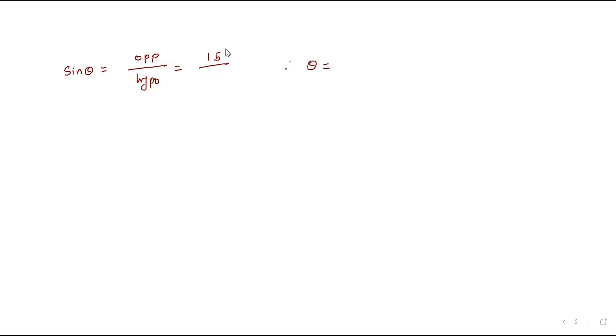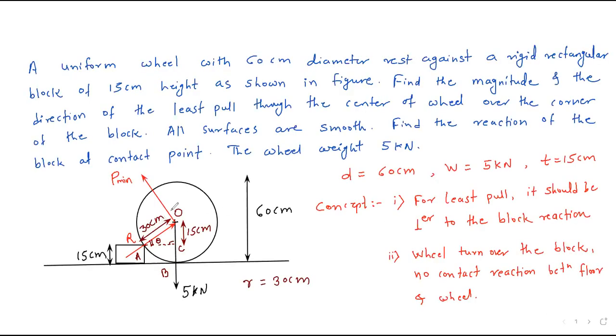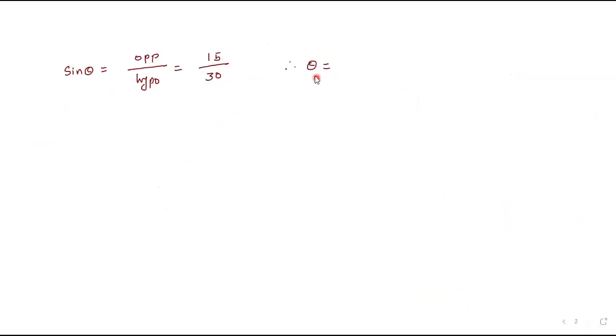This hypotenuse is not 60, hypotenuse is 30. Here you can see this is 30 centimeter. This will be the radius, and this side is 15 centimeter. Now we need to find this angle theta. If I use sine theta in this right angle triangle, it will be the opposite side, that is 15 centimeter, divided by hypotenuse. Hypotenuse is 30. If you solve this, you will get the answer: 30 degree. So the theta angle is 30 degree.